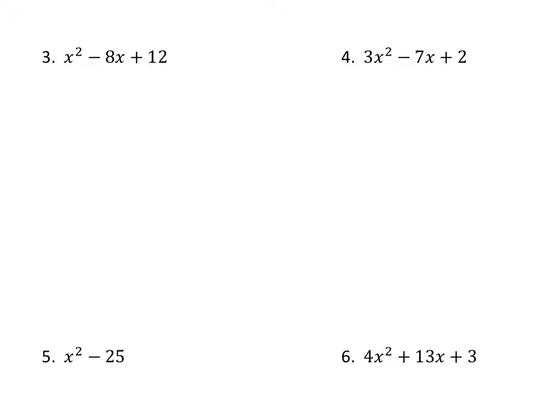On number 4, we set up our x puzzle. Here's A, here's B, here's C. A times C goes in the top, B goes in the bottom. So 3 times 2 is 6, and then negative 7, making sure that you take this sign with you. So b is a negative 7, so that goes in my denominator, or in the bottom of my x puzzle.